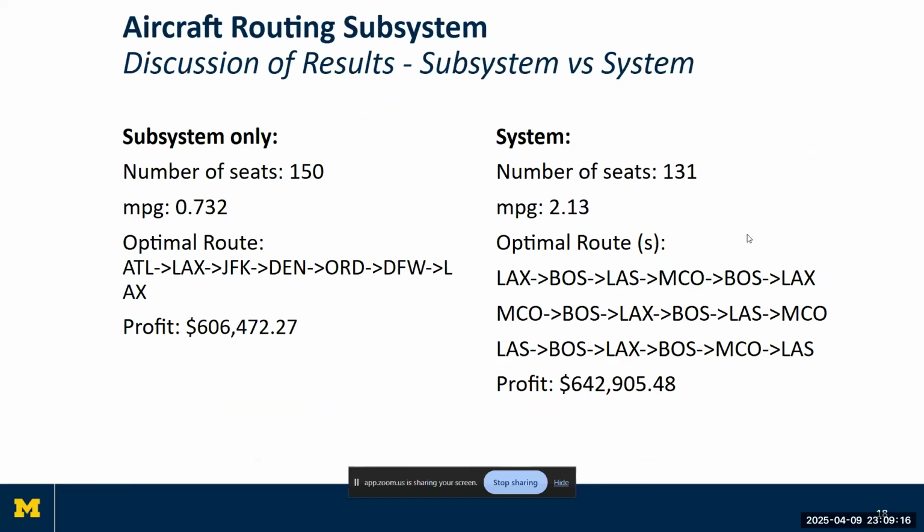As far as looking at subsystem 1 and the comparison between the subsystem only and the larger system, when we took into account the weight balance or the cargo capacity from subsystem 3, the number of seats changed, and the miles per gallon from subsystem 2 also changed as well. So we can see the routes and the total profit changed accordingly.